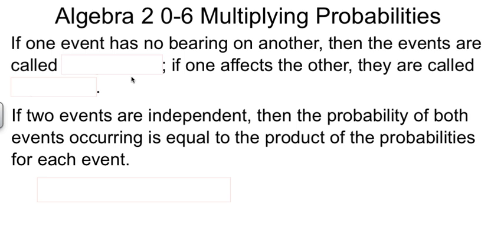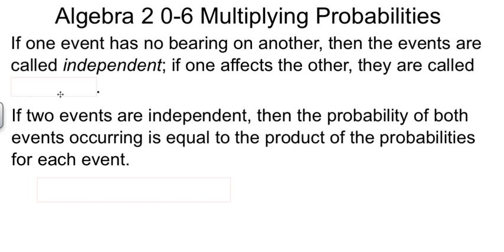If one event has absolutely no bearing on the other, then it's called independent. Something like flipping a coin and drawing a card. The deck of cards doesn't know whether the coin came up heads or tails. It has no effect on it.